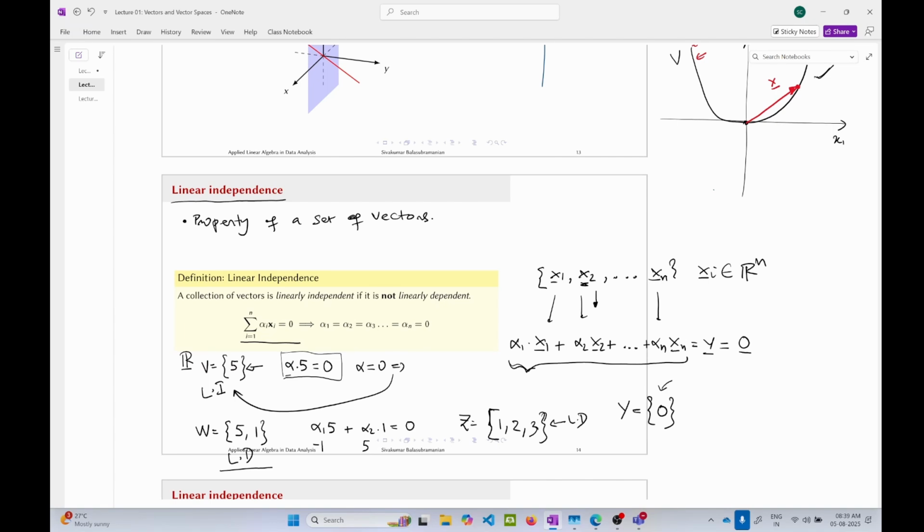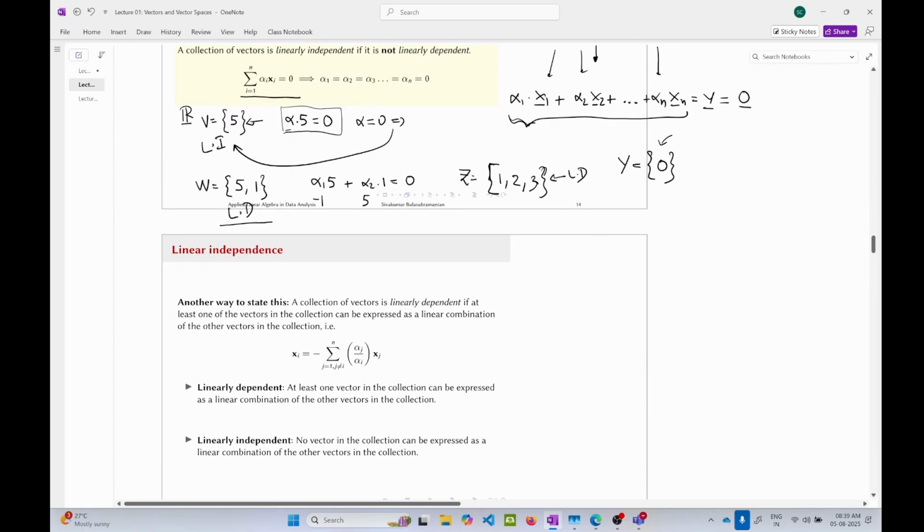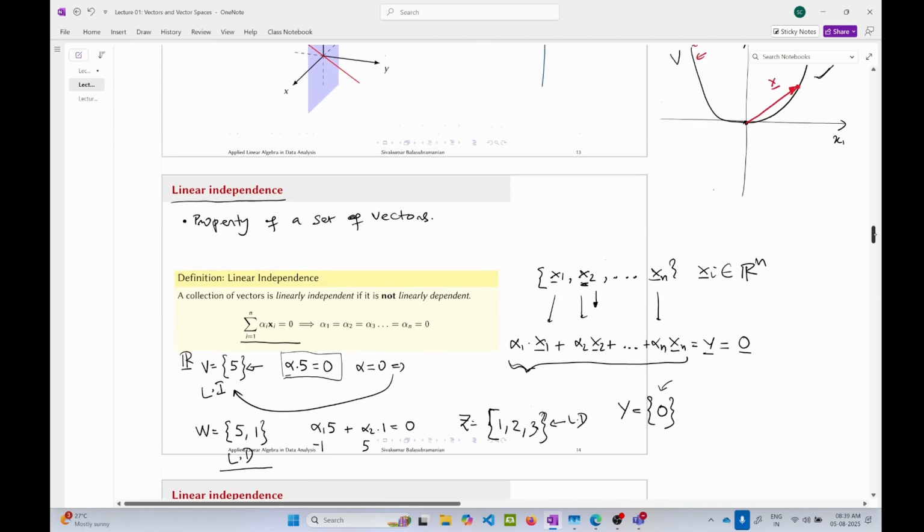Because you choose every other alpha to be 0, you simply choose the alpha corresponding to the zero element as a non-zero value to produce a zero vector with a non-zero combination of alpha. That means it's linearly dependent. Okay, right. So this is easy for R. For R2, maybe the algebra might not be trivial, or the computations might not be as simple as in the case of R.